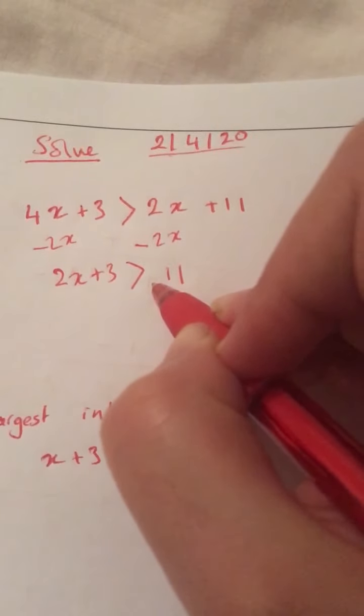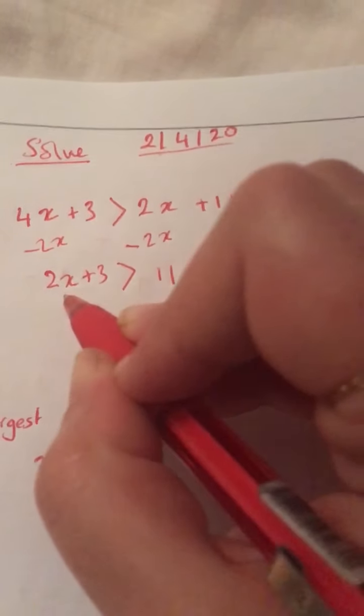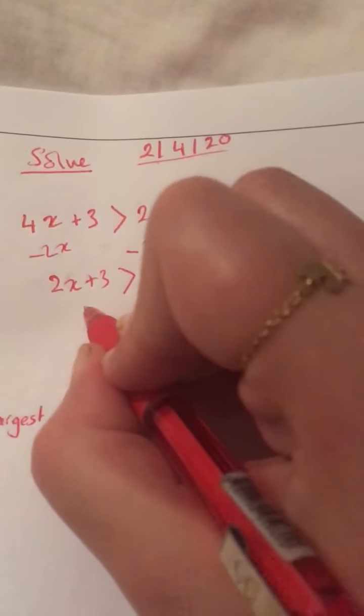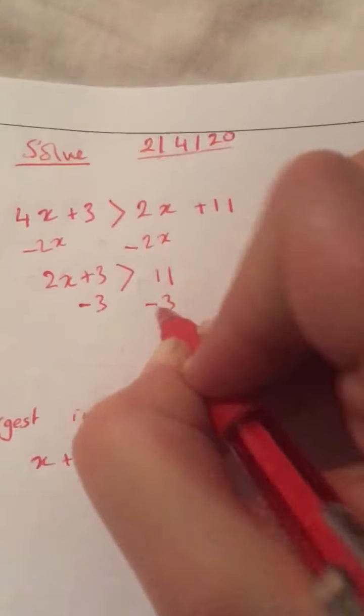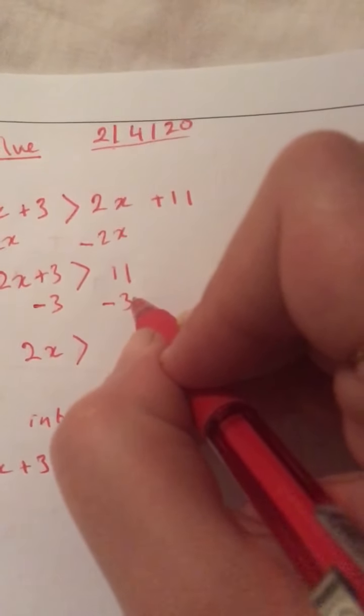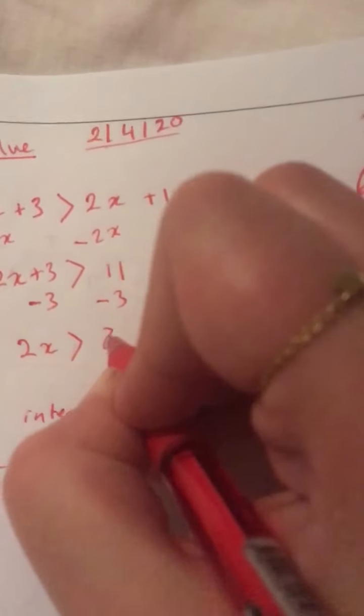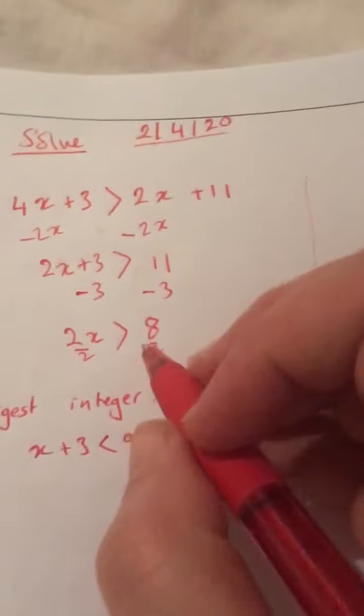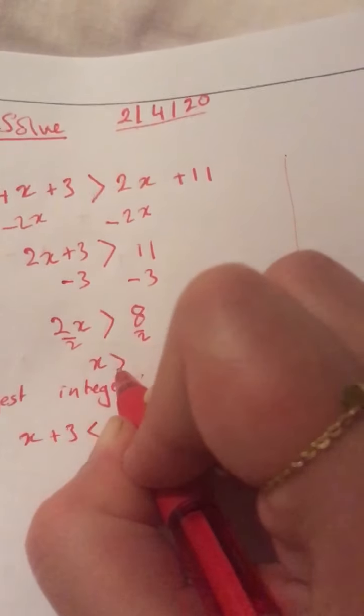Now this looks like the other equations that we've been solving. I need to make x the subject. I continue. I take away 3 from both sides. So 2x is greater than 11 take away 3, 8. And then lastly, I divide by 2 on both sides. So x is greater than 4.